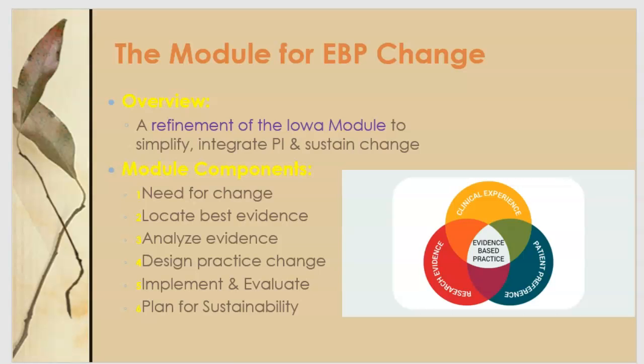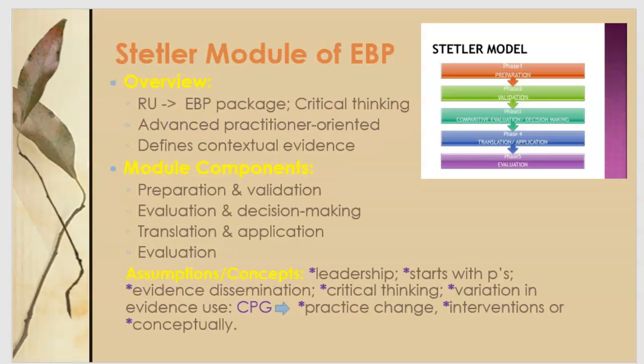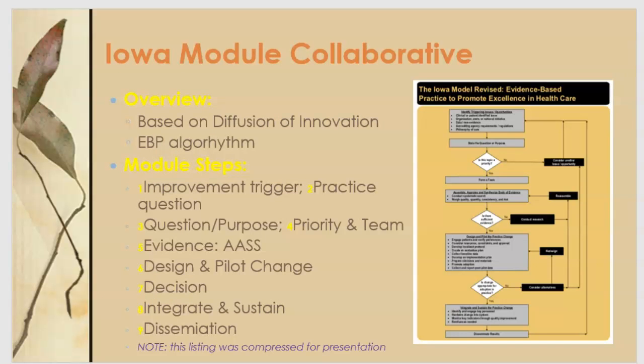As we move forward, there is a second model called the Iowa model, and Iowa is also something that has been around for a while. Iowa has, as with Stettler, quite a bit of support for use.